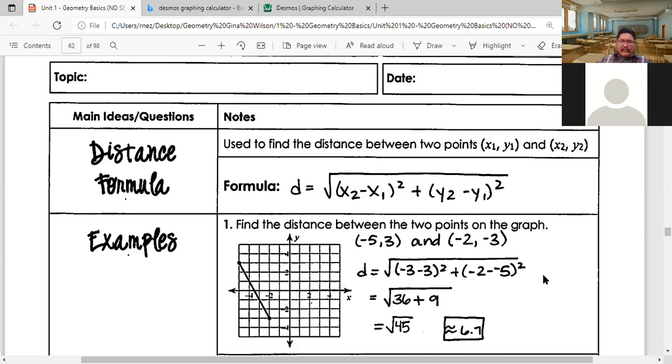All right, so the distance formula, we have this thing here. It looks pretty complicated, but it's a little bit more simple than you might think.